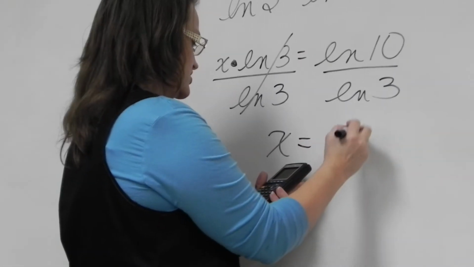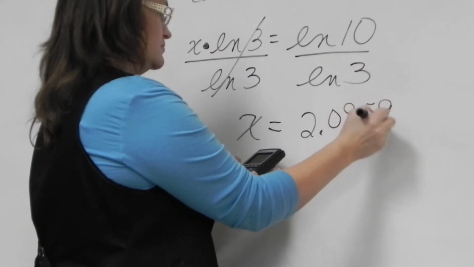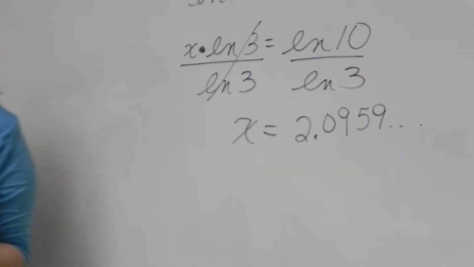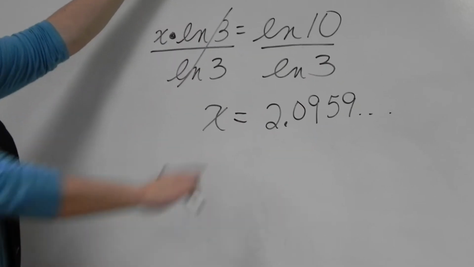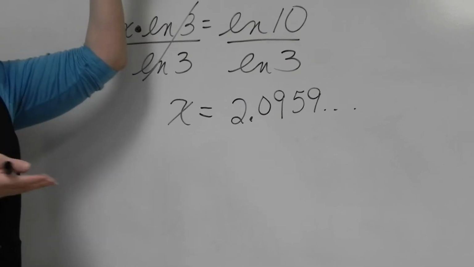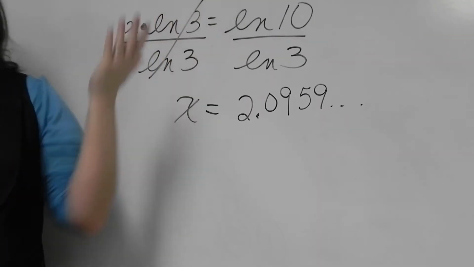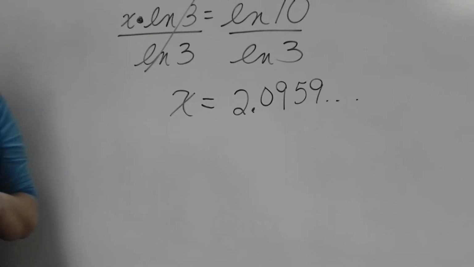Always check your answers, especially on your exam. You know, it's irrational and it will tell you what place to round to. But we can check this answer. Is 3 to that power equal to 10? That is what you should be solving as the original question asked. 3 to what power is 10? So you can check that easily, right? And we should, especially when we're testing.